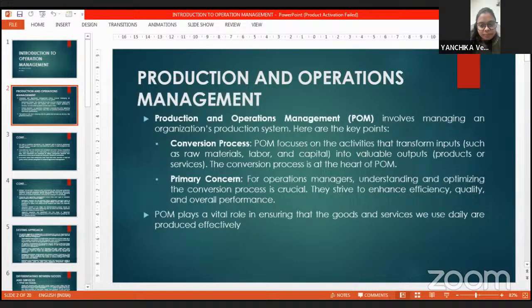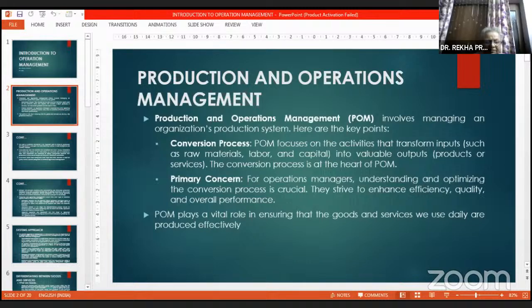You just read it for me. Production and operation management involves managing and organizing a production system. Here are the key points. Conversion process: POM focuses on the activities that transform inputs such as raw materials, labor, and capital into valuable output, products, or services. The conversion process is the heart of POM.